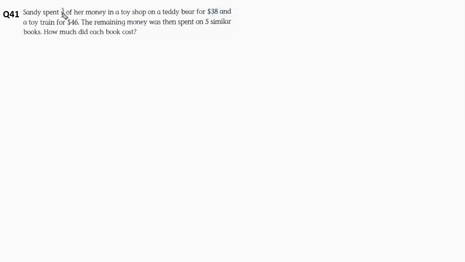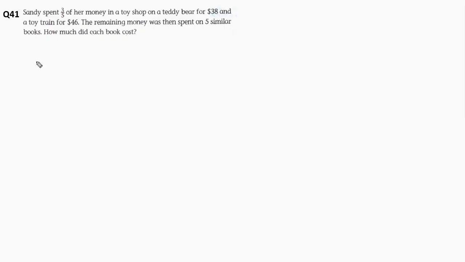Sandy spent 3/5 of her money in a toy shop on a teddy bear for $38 and a toy train for $46. The remaining money was then spent on 5 similar books, and we're asked how much did each book cost. Okay, now let's have a look at this language here. 5 similar books. What they mean is that these books all cost the same amount of money.